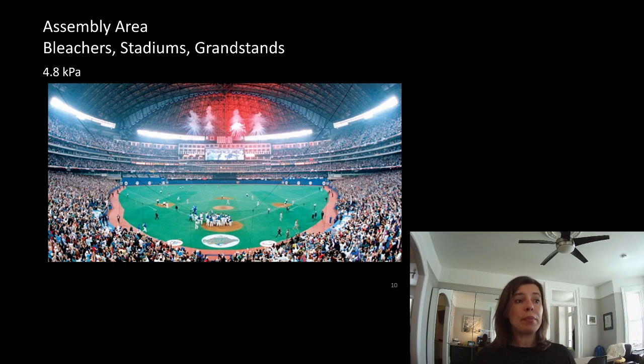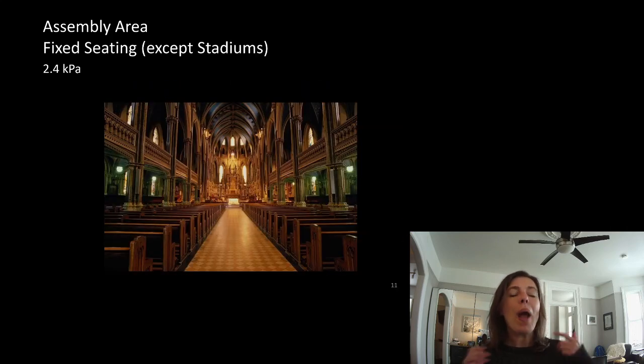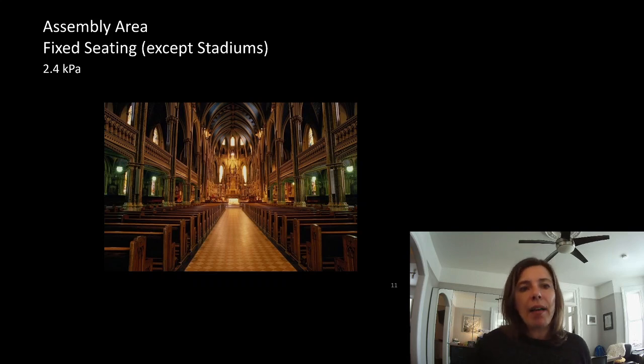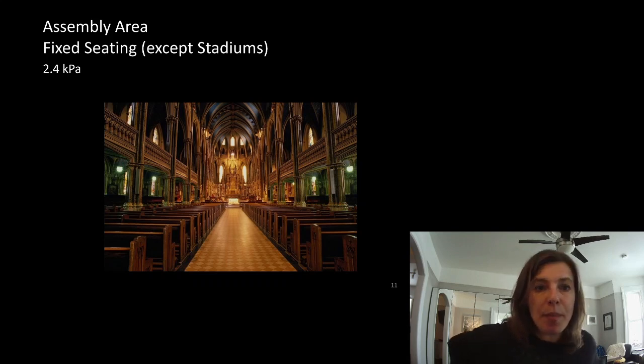So other assembly areas, what things fall into assembly areas? Well, bleachers, stadiums, grandstands. Look at this. Since it's Toronto, I'm going to use Toronto, being the best for things. Here's back in the day when the Blue Jays won the World Series, and you can see people crammed in here. Again, 4.8 kPa. When might we not have 4.8 kPa in an assembly area?